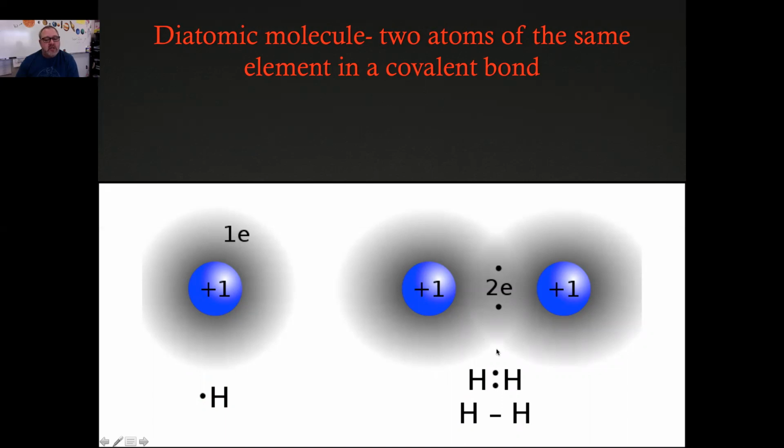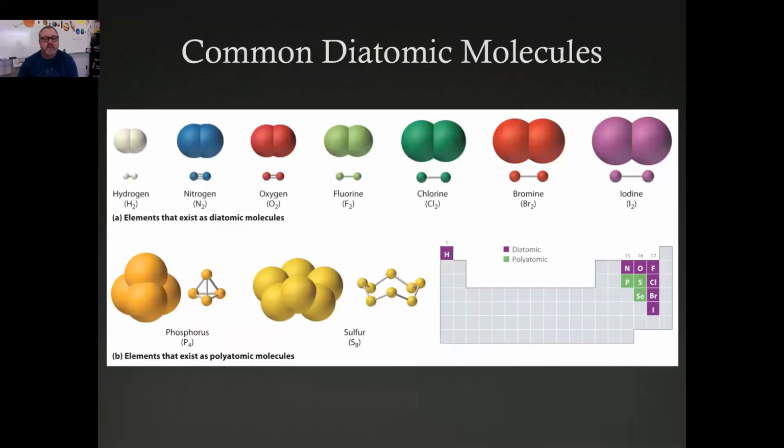Like hydrogen atoms typically don't want to go rolling around by themselves. They want to be attached to another hydrogen atom. Oxygen is the same way. They like to come in pairs because they like to bond to one another. And by doing so, it makes them a little bit more stable. So we call those diatomic molecules. Here's some more common ones: hydrogen, nitrogen, oxygen, fluorine, chlorine, bromine, and iodine.